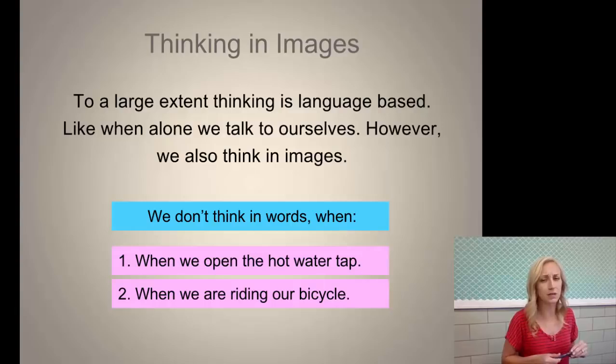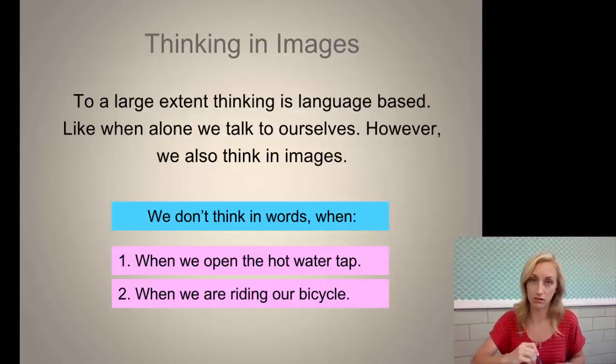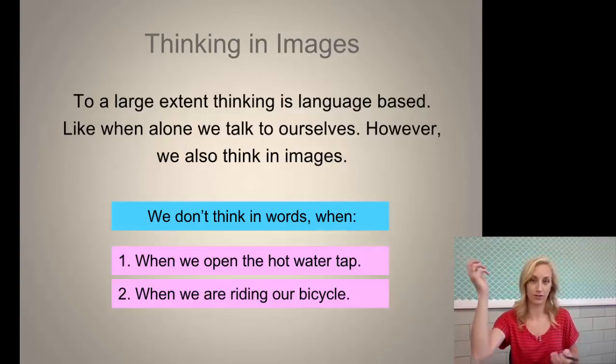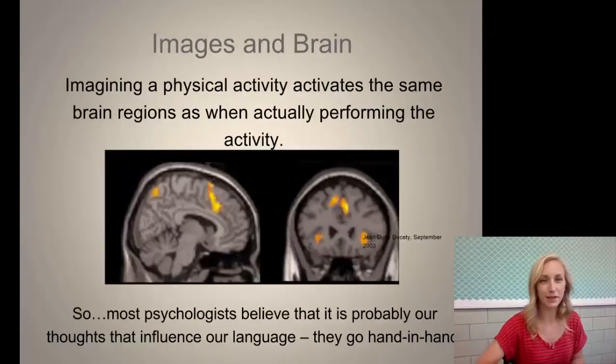So for instance, we don't think in words when we open the hot water tap. Like we don't see that sentence. We just see ourselves opening, like turning it on, right? When we're riding a bicycle, you don't think in words of pedal, pedal, pedal, steer, steer, steer. Imagining a physical activity actually activates the same brain regions as when actually performing the activity.